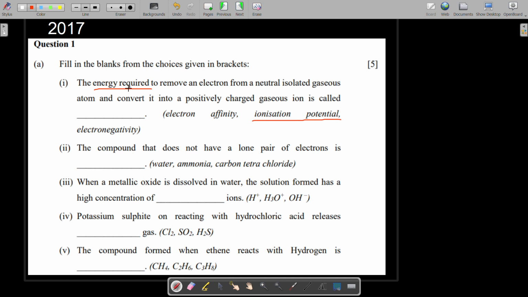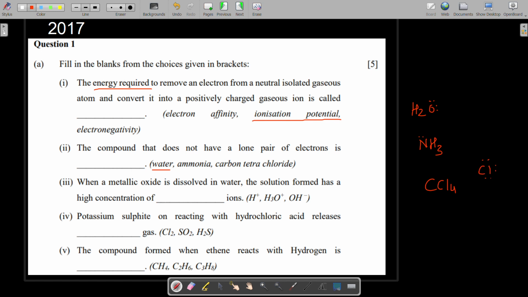Energy released means electron affinity. In the first sentence, first three words only, you have to get the answer. Okay, the compound that does not have a lone pair of electrons. See, I think this is a little incorrect question, because water H2O has two lone pairs, ammonia NH3, nitrogen has a lone pair, carbon tetrachloride. Obviously, chlorine will have three lone pairs, every chlorine atom.